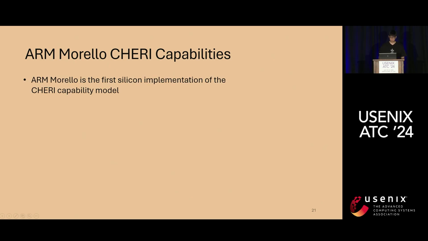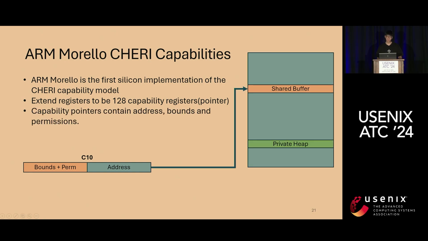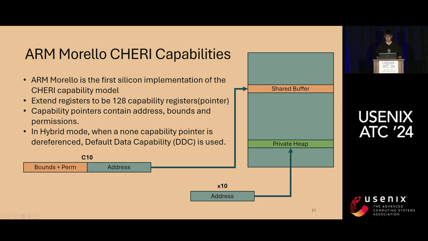The ARM CHERI-KB model extends the registers to be 128-bit capability registers. Each capability, in addition to the address, also stores the bounds and permissions, so they can be used to achieve isolation. Capability pointers are supported in all models. However, we use hybrid mode in this work because it also supports legacy pointers. When a non-capability pointer is dereferenced, the DDC, default data capability, is used.